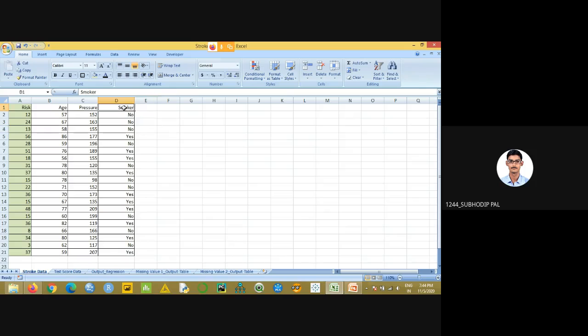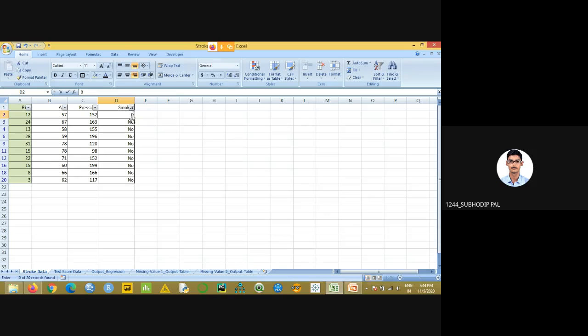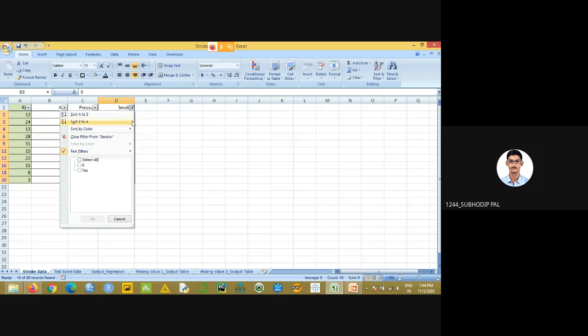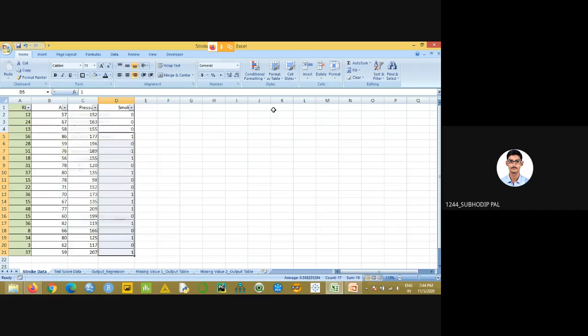As it is small data, what will I do? I can use the IF function, right? I will not use it. I've taken 0 for no and 1 for yes. Now I can run regression.